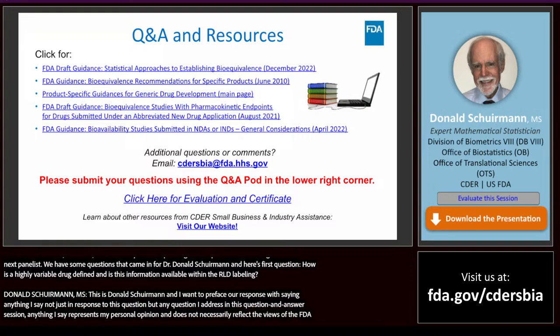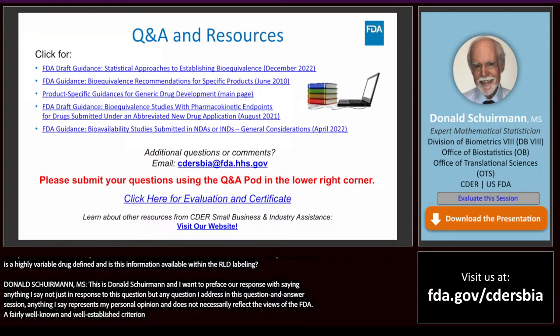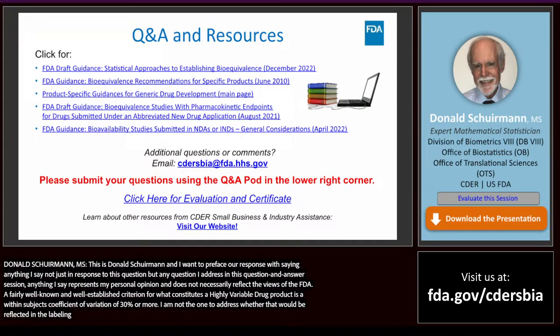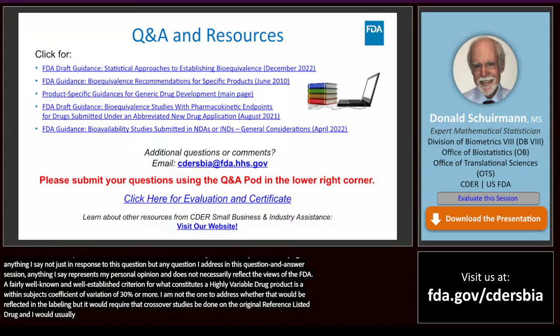A fairly well-known and well-established criterion for what constitutes a highly variable drug product is a within-subject coefficient of variation of 30% or more. I'm not the one to address whether that would be reflected in the labeling, but it would require that crossover studies be done on the original reference listed drug, and I would doubt that usually would be the case.